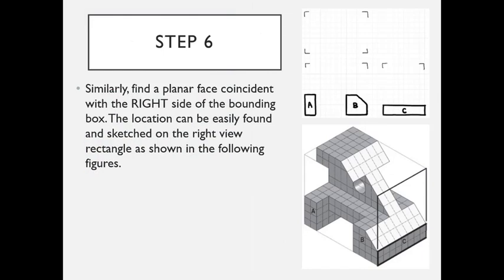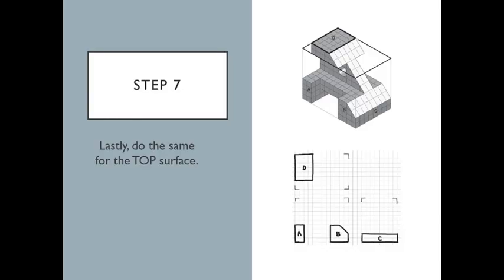Similarly, find a planar face on the right side of the bounding box. In this example, the surface C is on the bounding box. Sketch the rectangle at the bottom of the right view rectangle. Do the same for the top view. Surface D is on the bounding box surface, and sketch it on the top view in the top left corner.